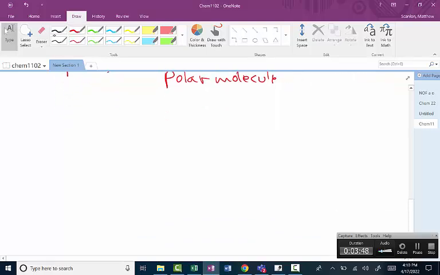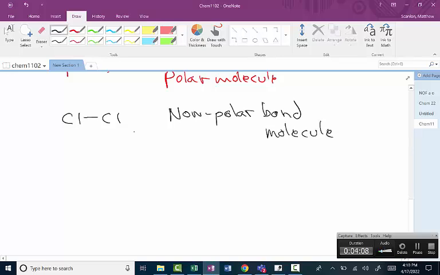Here's another example, Cl bonded to Cl. This is an example of a non-polar bond and a non-polar molecule because chlorine shares with chlorine equally. Neither chlorine grabs the electron density more than the other.